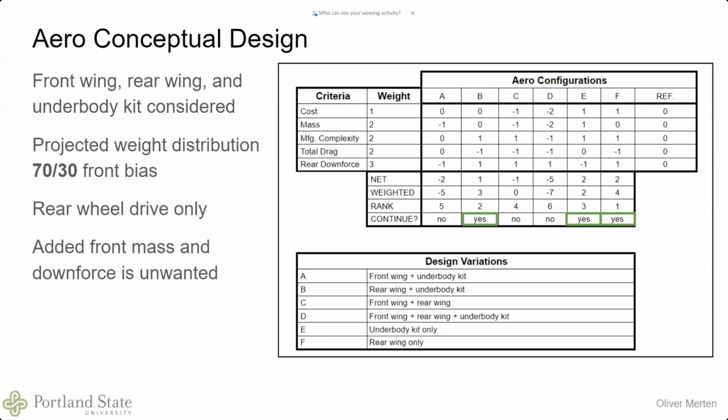The projected weight distribution of the car is 70-30 front bias, which is very bad for a rear wheel drive vehicle, because ideally you'd have the majority of your weight over your rear wheels to increase your tractive wheel normal force. So added front mass and downforce to the front of the car is really unwanted. We scrapped the idea of putting a front wing on the car and are focusing our design efforts on a rear wing and underbody kit to produce that downforce. That's what the analysis will cover.